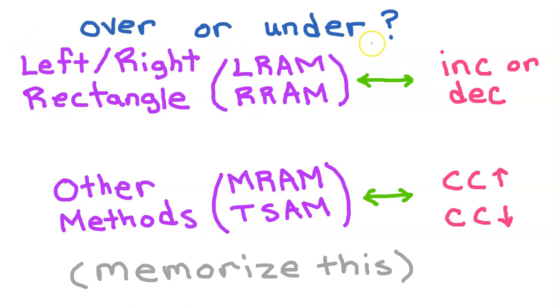Here's what I want you to memorize. If you want to decide if it's an overestimate or an underestimate, for the left-right rectangle methods, it's all about whether the function is increasing or decreasing. That's where your justification will come from. For the other two methods, your midpoint rectangle method or your trapezoidal method, it's all about the concavity. Is the function concave up or concave down? Your justification will be based on that.